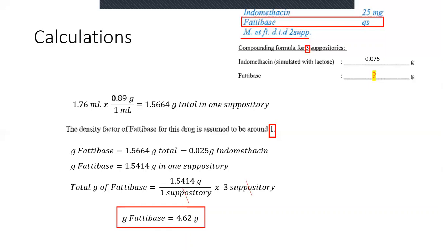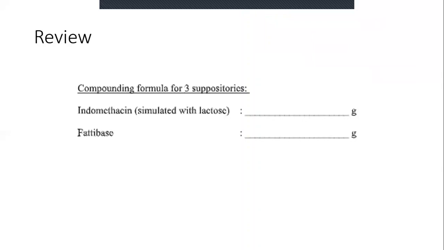And now, finally, before we move forward to compounding the prescription, we want to make sure that we have calculated everything we need and go over our answers one final time. So for 3 suppositories, we will need 0.075 grams of indomethacin and 4.62 grams of fatty base.